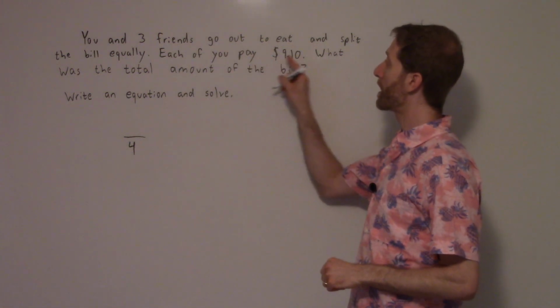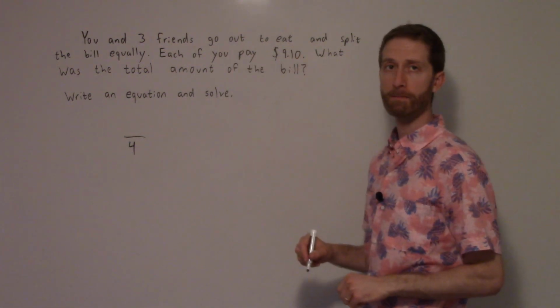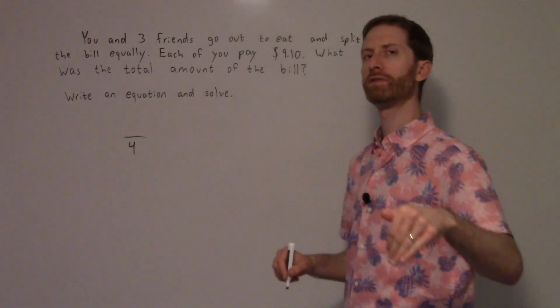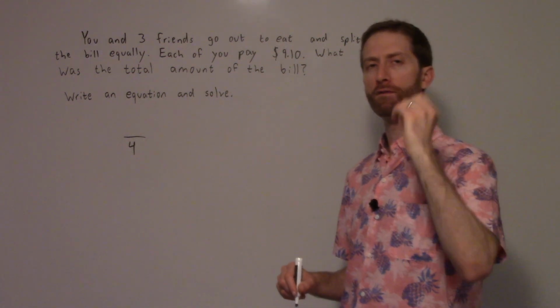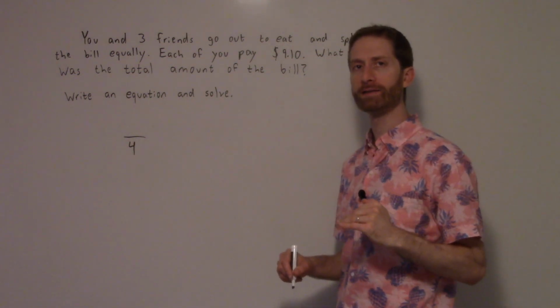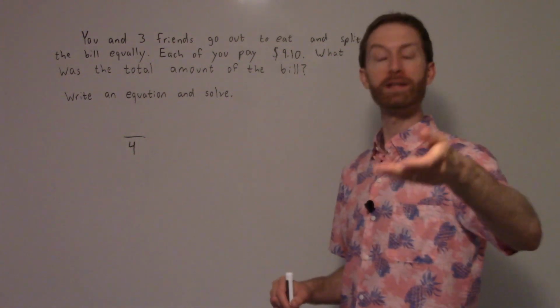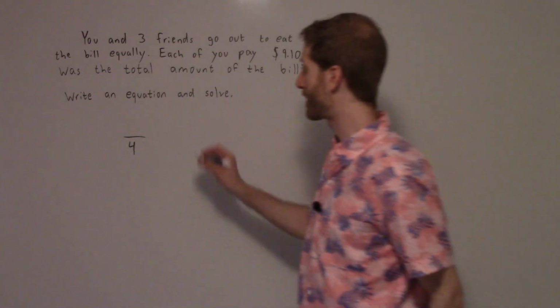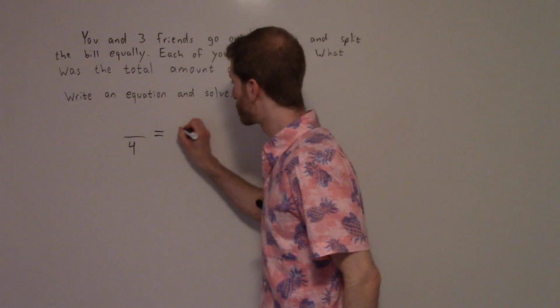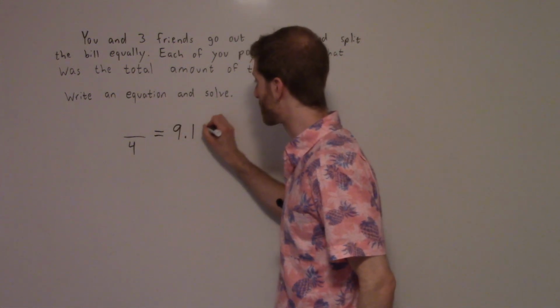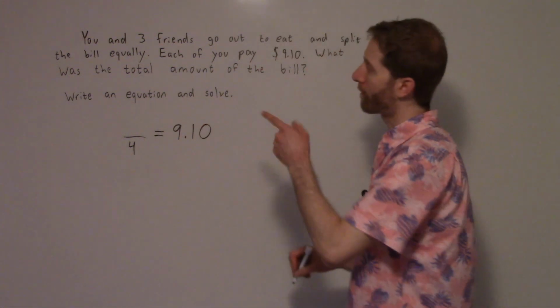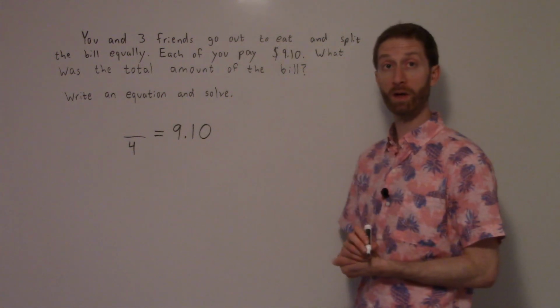Each of you pay $9.10. That's the result of having divided, right? If you divide a bill equally 4 ways, that then equals out to the amount each of you pays, right? So that'll be the $9.10. So the result of doing the division is $9.10. It finally asks, what was the total amount of the bill?